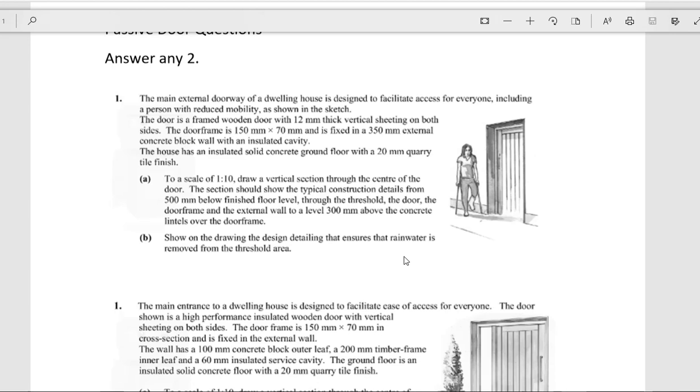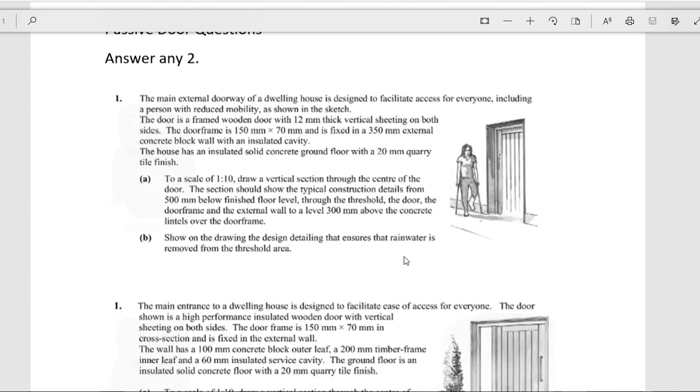So we know this exam question is not going to come up again. If it's asked again, they're looking for the new specs, more to do with passive design. But the exact same similar question will come up, but just passive design. So what you're asked to do in this question here is draw to scale 1:10 a vertical section through the door. The section should show typical construction details from 500 below the finished floor level, including threshold, door, door frame, external wall, and 300 above the concrete lintels of the door frame.